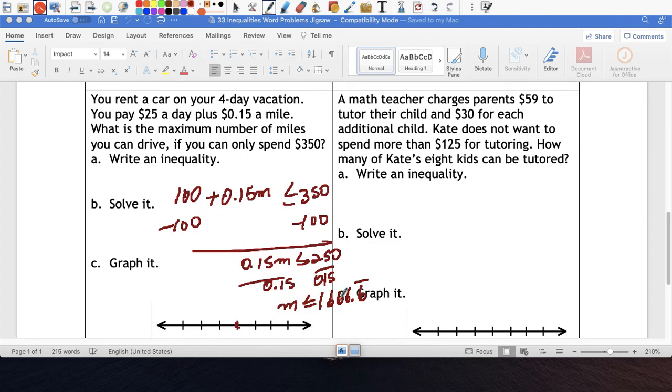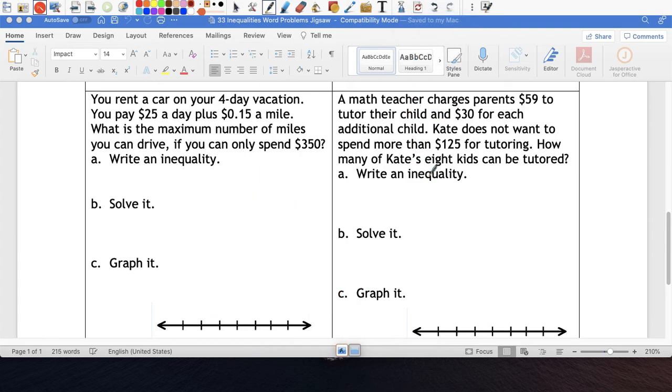So again, think about it. If you drive 1,666, you're okay. But if you drive a little bit more than that, you have to be really careful because you'll pass your limit of $350. So I'm going to say that you can't drive 1,667, because you'll pass your budget. So whatever you drive has to be 1,666 or less, if we're rounding to the nearest mile here.